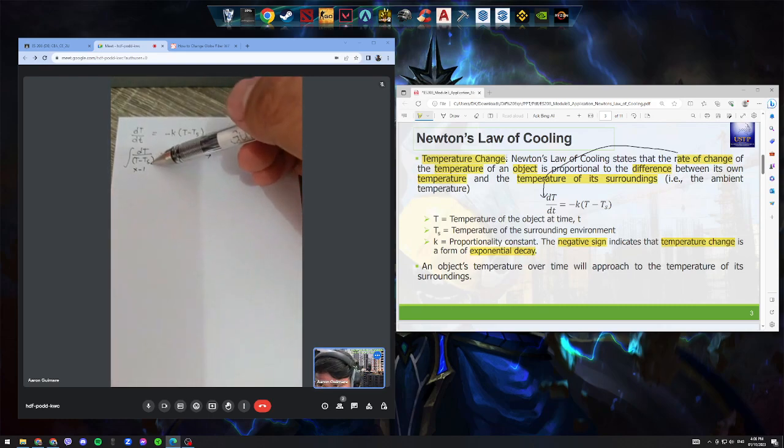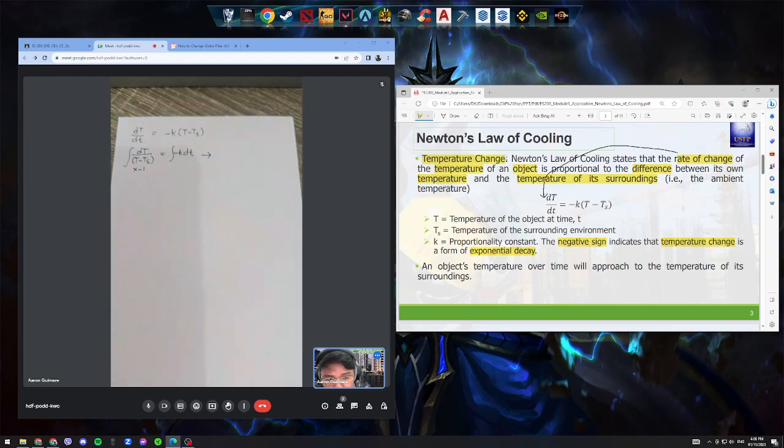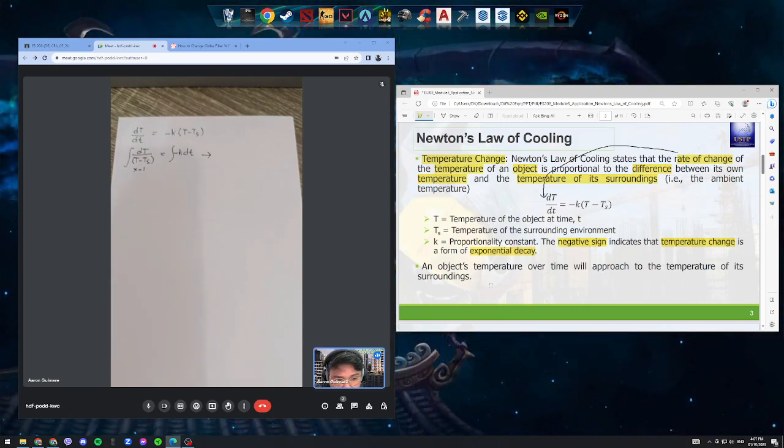Why x minus 1? Because the temperature of our surroundings will always be constant. Now, going back to this Ts, the temperature of the surrounding environment, while our T varies. Why does T vary? Because an object's temperature over time will approach the temperature of its surroundings.